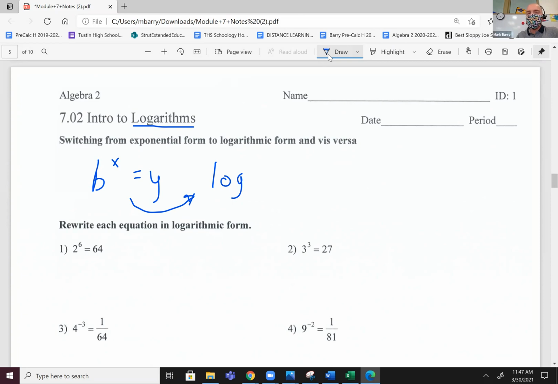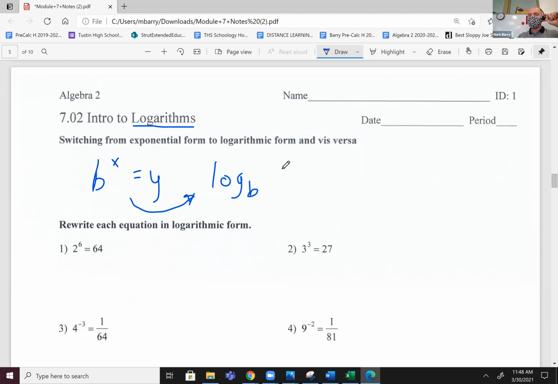Well, when we're switching forms, guess what the base of the log is going to be? It's actually going to be whatever was the base of the exponent. So the base of the exponent becomes the base of the log. It's very important to identify the base of the log, because different log bases produce different results. So we just need to make sure that we're really careful when we do this, that the base of the log is from the base of the exponent, okay?